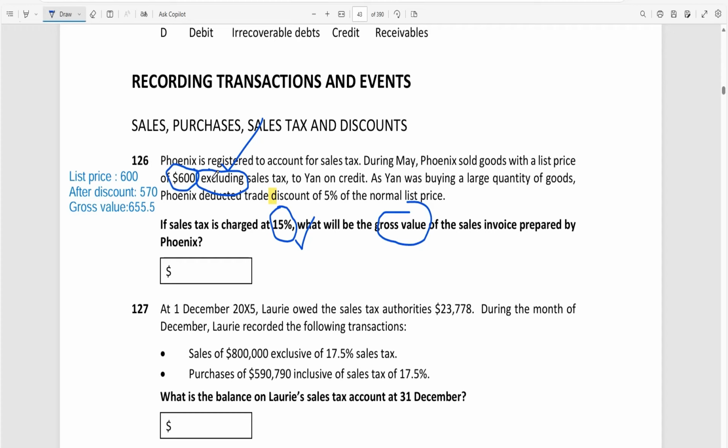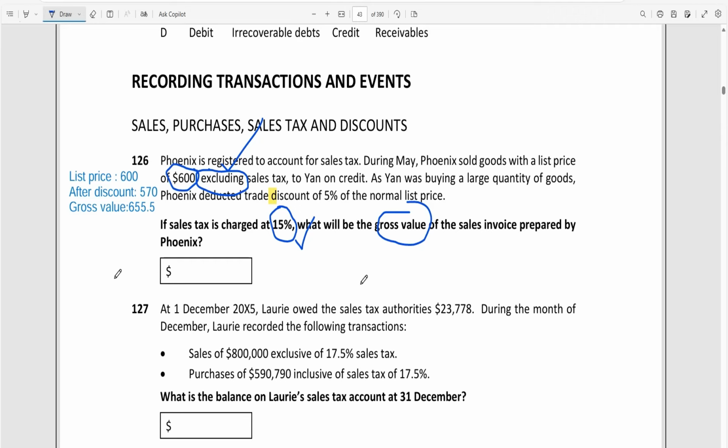Okay, so there is a difference. If the question has asked that this list price includes sales tax, in that case this means the 600 amount includes sales tax as well. So that's why there is a difference. The answer will be different if the question changes a word, right? So that's why it's very important to read the question carefully.